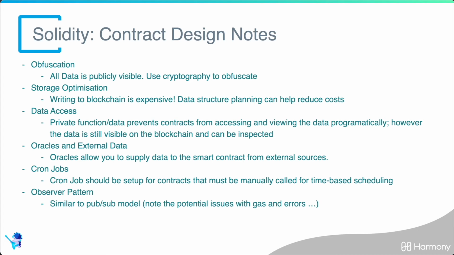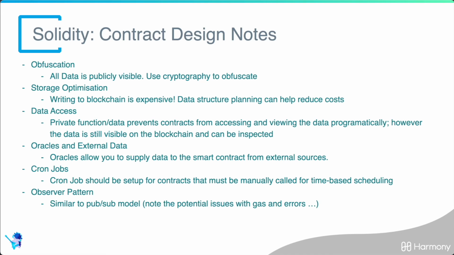One thing to note, as mentioned, controlling data access and function access doesn't actually stop anyone from reading what's on the blockchain and what's inside your smart contract. It really just prevents you from accessing and viewing it programmatically. But because blockchain is transparent and visible to everybody, anyone on earth can inspect your smart contract and see all the variables that are inside.